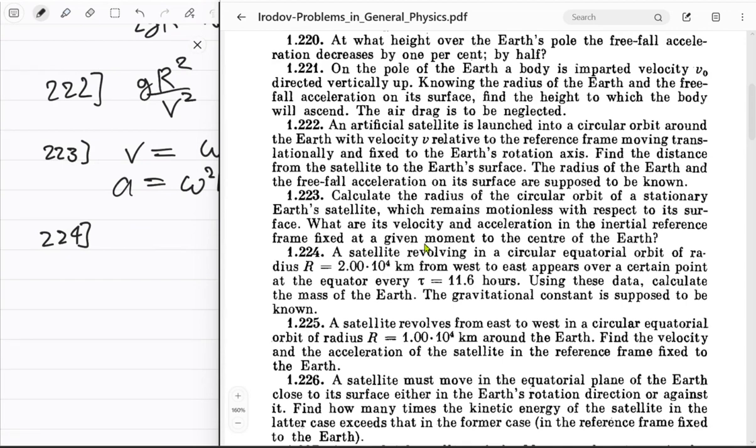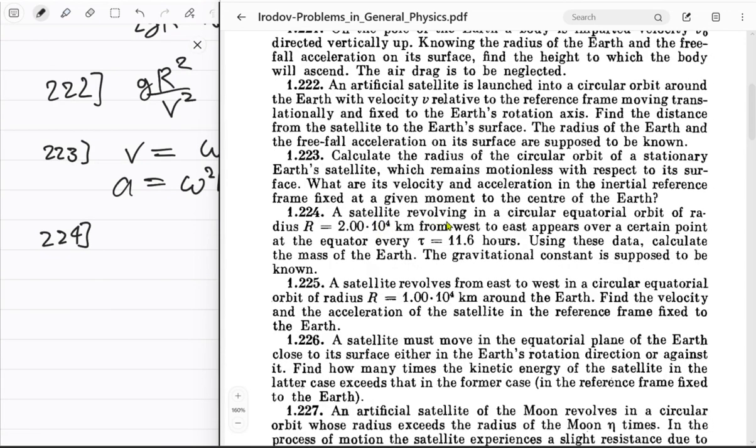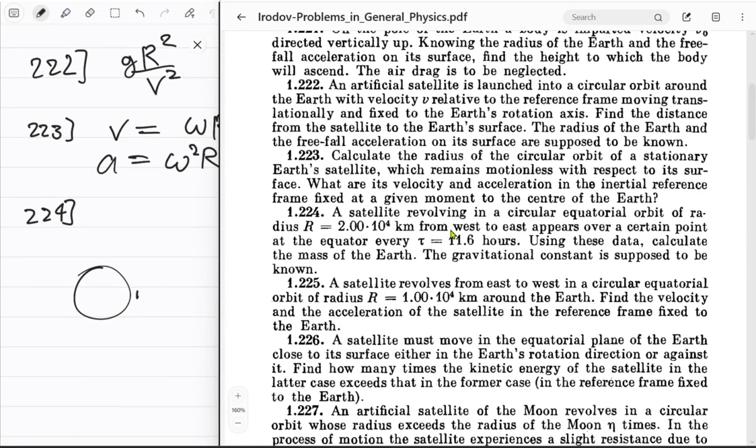224. Satellite revolving in a circular equatorial orbit of radius something from west to east appears over. Oh god, I hate these directions and whatnot. So how is the earth, okay, according to earth the sun goes from east to west, right? So the earth is rotating from west to east. So if there is a direction which we call west and the direction east, then it's going from west to east, right? Okay, what you are saying is a satellite revolving in the circular equatorial orbit of radius whatever is going from west to east.